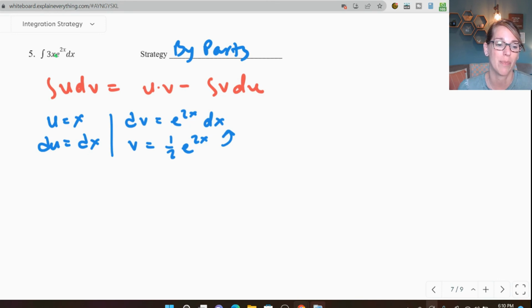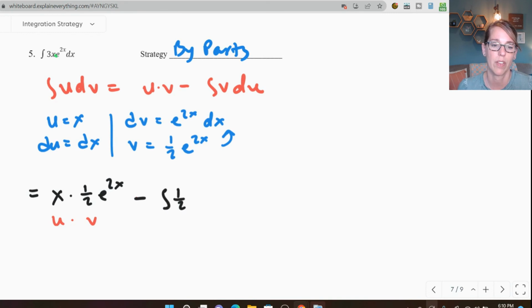So let's go ahead and apply our integration by parts. I'm going to start with u times v. So u times v is going to be x times 1/2 e to the 2x. This is u times v minus the integral. So minus the integral of v, which is 1/2 e to the 2x, du, which is dx. So this is minus the integral of v du.